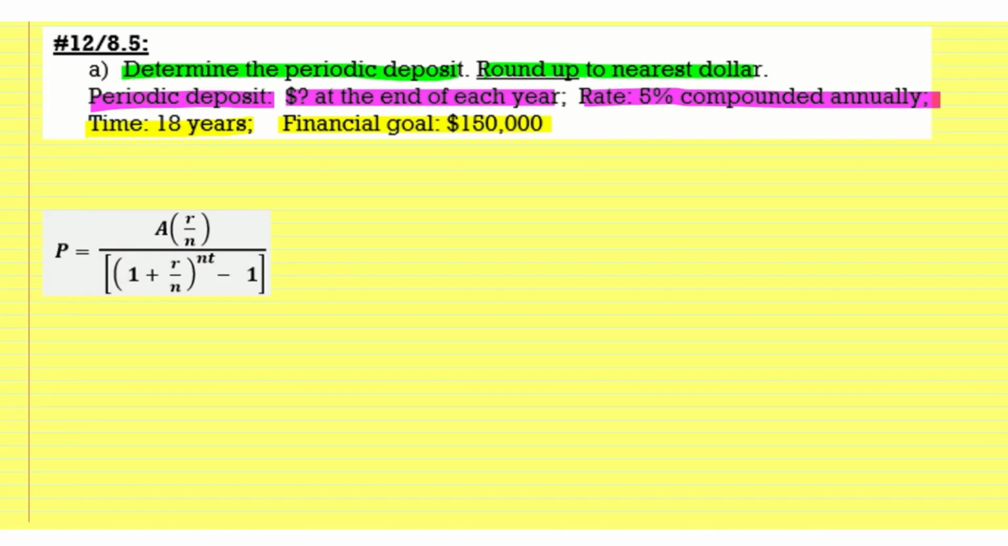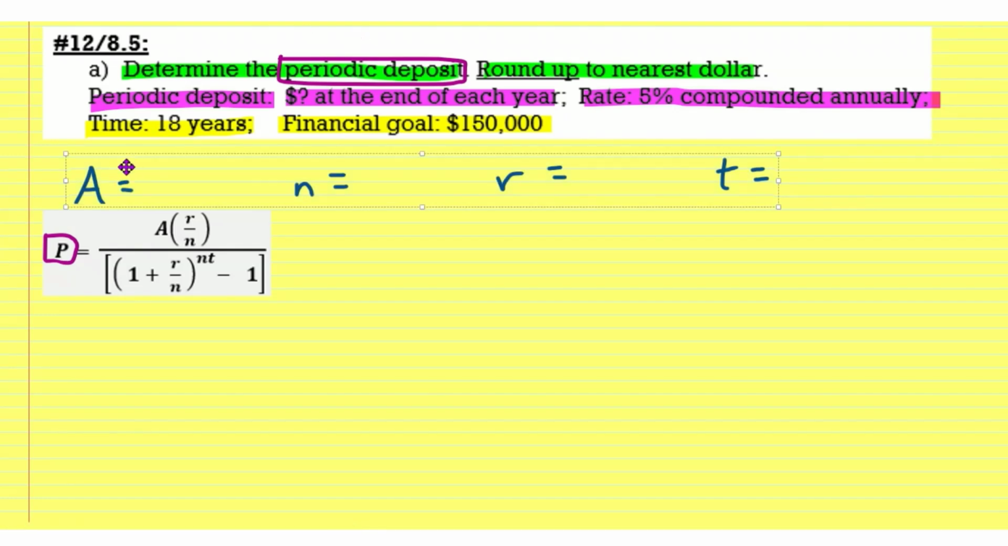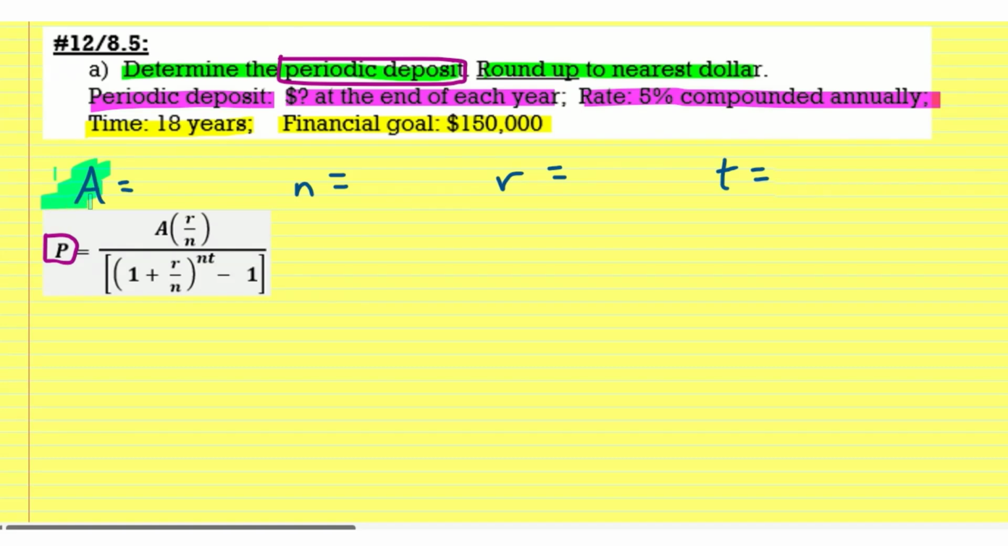So what we need to notice in this problem, and how it is different from the one previously, is that previously we were looking for the accumulated value of the annuity. In this one, we are not finding the accumulated value. We are finding the periodic deposit. So that means we are going to use the P formula. That also means we are no longer given the regular payment amount. We are given the goal, so we are given the A value. The A value represents the accumulated value of the annuity.